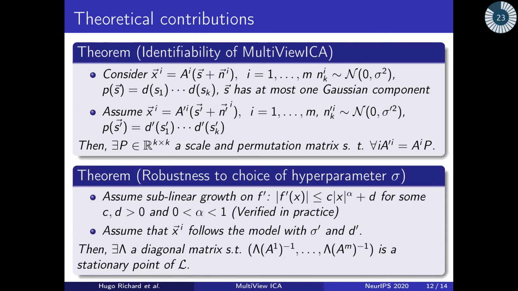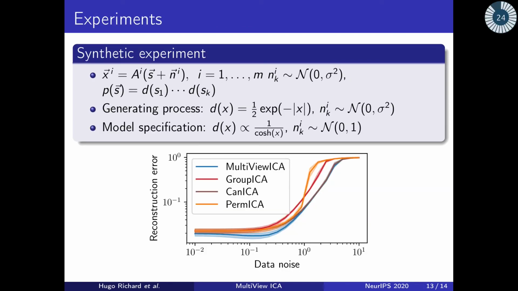Our second contribution is about the noise level parameter sigma. We first make a technical assumption on the densities that is checked in practice, and then we assume that the data follows the model but with a different noise level than the one in the model, and a different density than the one specified in the model. Even though we do not use the correct density nor the correct noise level, the algorithm is still able to find an interesting solution because the correct mixing matrices, up to scaling, are a stationary point of the loss of MultiView ICA. We now discuss our experimental results.